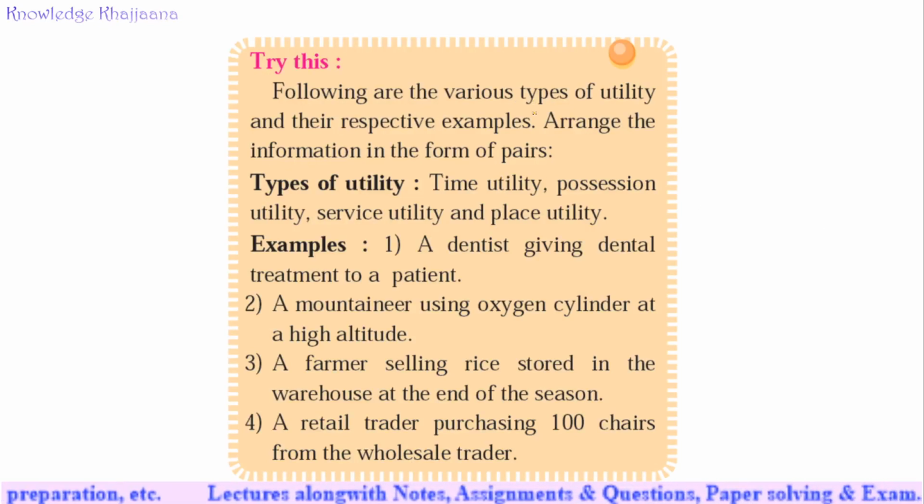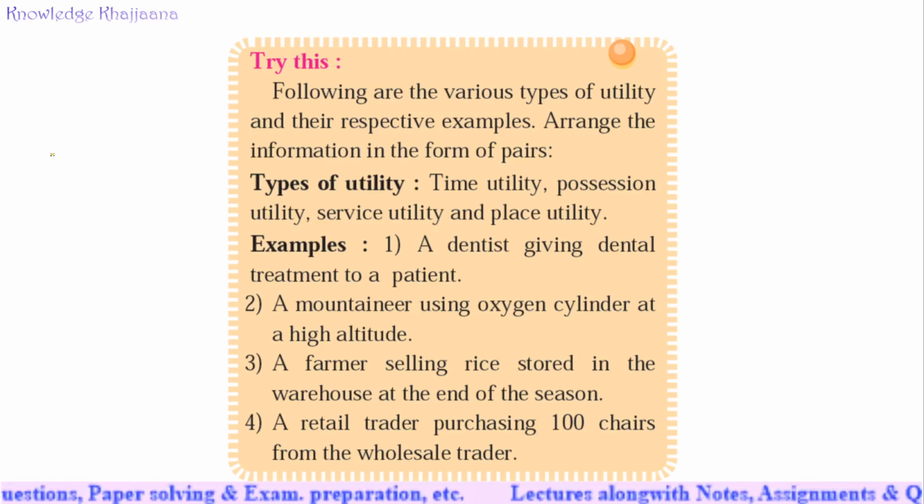Try this. Following are the various types of utility and their respective examples. Arrange the information in the form of pairs. Which are the types of utility? Time utility, possession utility, service utility, and place utility. Four examples have been given, and you have to arrange them accordingly.